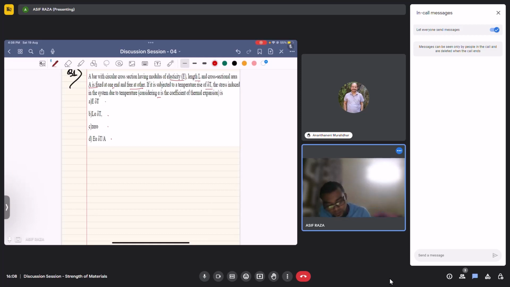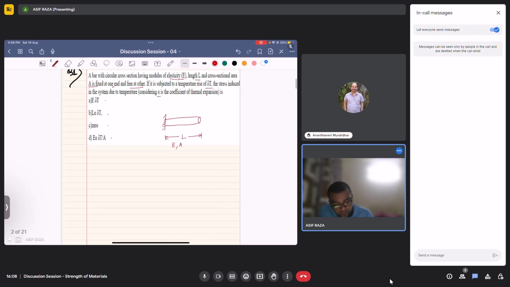Meanwhile I'll explain the question. We are given a bar with a circular cross section, fixed at one end and free at the other end. It has length L, modulus of elasticity E, and area of cross section A. Now we increase the temperature by delta T in this system. What would be the stress induced in the system? According to you, the stress in the system should be option A. Okay.